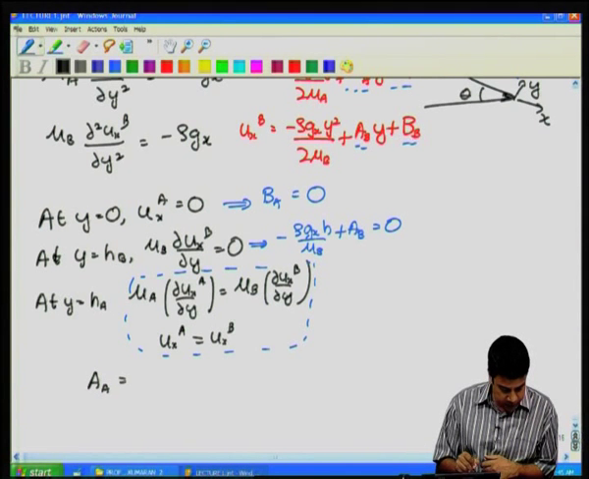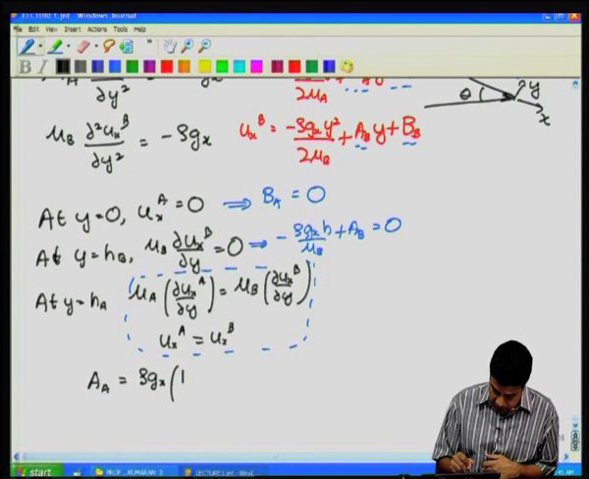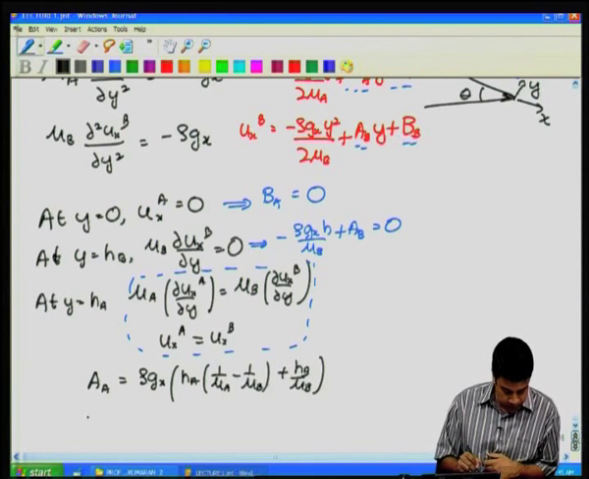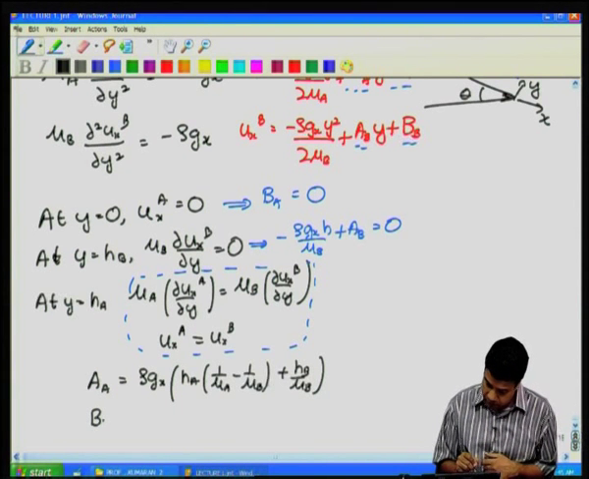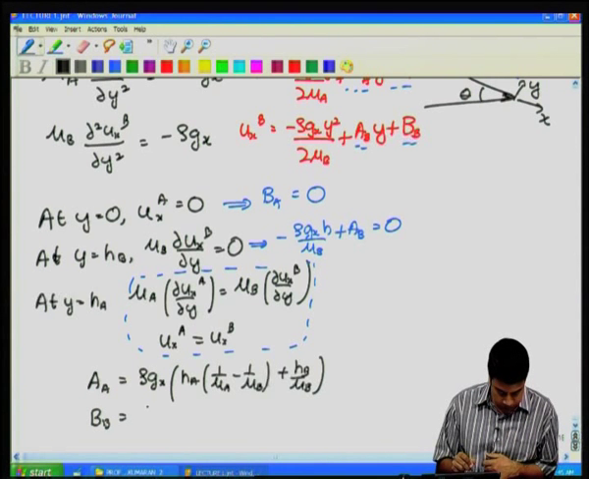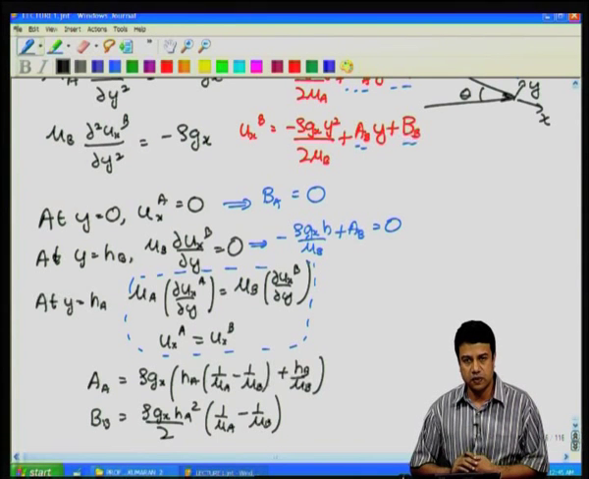From these 2 equations I will get the other 2 constants, and these constants turn out to be A_a is equal to rho g_x into h_a into (1 by mu_a minus 1 by mu_b) plus h_b by mu_b, and B_b is equal to rho g_x h_a square by 2 into (1 by mu_a minus 1 by mu_b). So, that completely fixes all 4 constants in the equations.